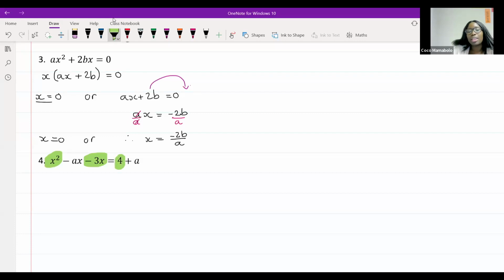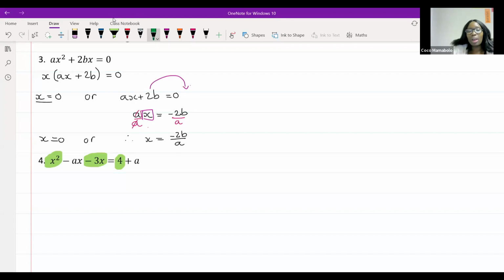All right, somebody's asking me, ma'am, why did we divide? Why did we use a to divide? Now, the reason we used a over here is because I want x on its own. And a is multiplied to x. So to get rid of x, because they're multiplied to each other, I must divide by a. Because a divided by a is 1. And 1x is just x. Okay. All right, I hope that makes sense.